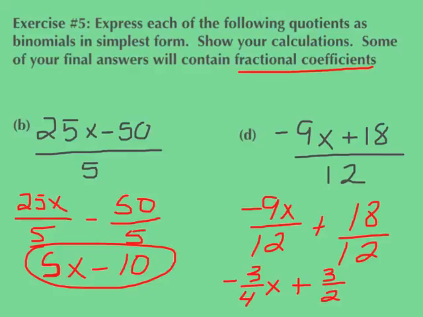If you're wondering how I did that, I just basically simplified. I said, okay, 3 goes into both 9 and 12. 9 divided by 3 is 3. 12 divided by 3 is 4. On this side, I said, okay, what goes into 18 and 12? I said 6. 18 divided by 6 is 3. 12 divided by 6 is 2. That's how I simplified those fractions in my head.